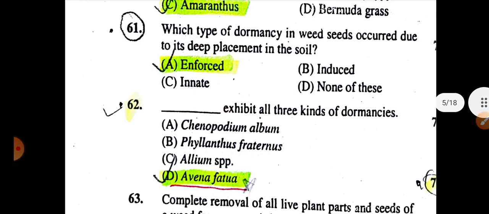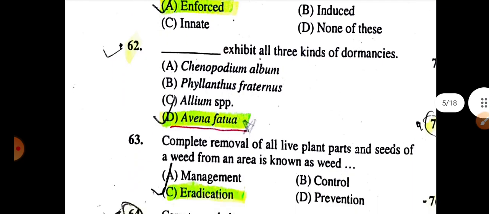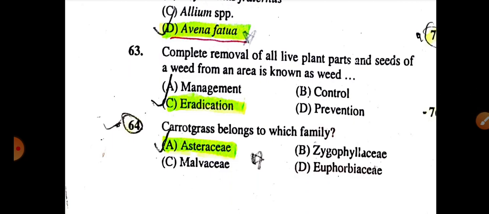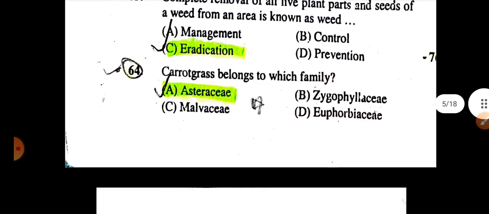Which type of dormancy in wheat seed occurs due to deep placement in soil? Enforced dormancy. Avena fatua exhibits all three kinds of dormancies. Complete removal of all live plant parts and seeds of weeds from an area is eradication.